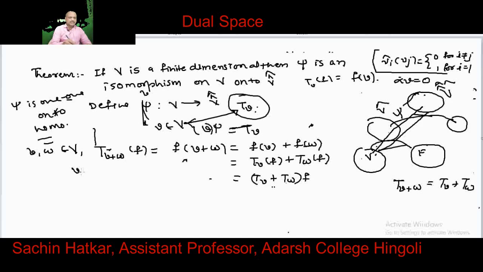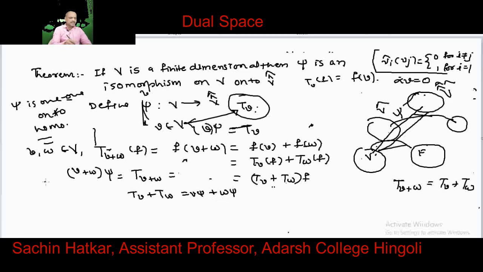Now psi of (v plus w) equals T_{v+w}, which is equal to T_v plus T_w, and this is equal to psi of v plus psi of w. Okay, the first condition of homomorphism is satisfied: psi of (v plus w) equals psi of v plus psi of w.